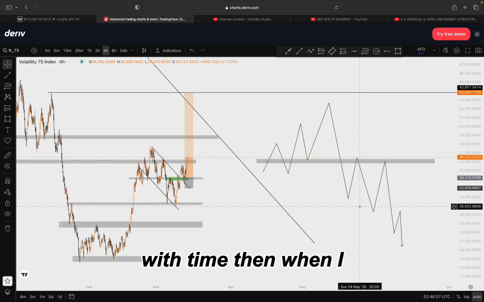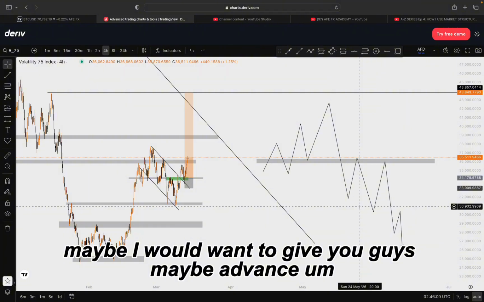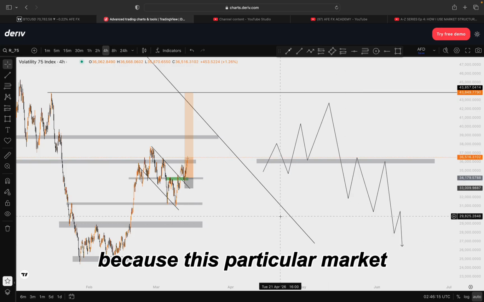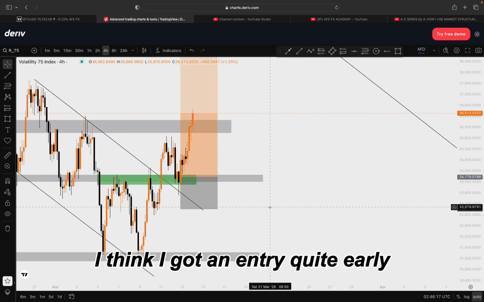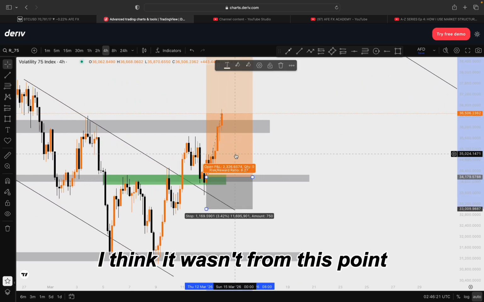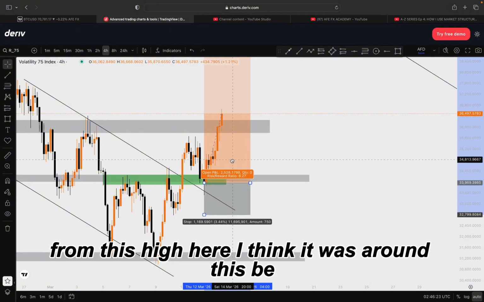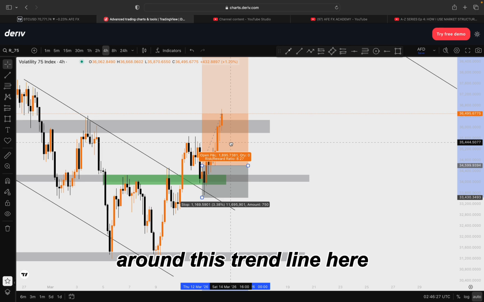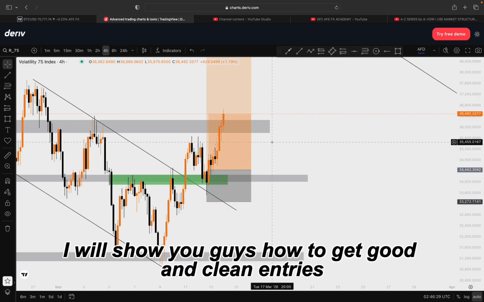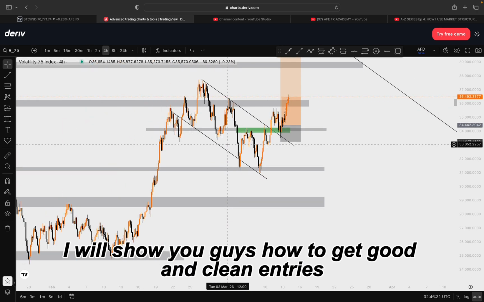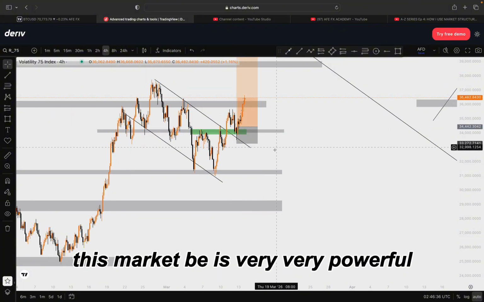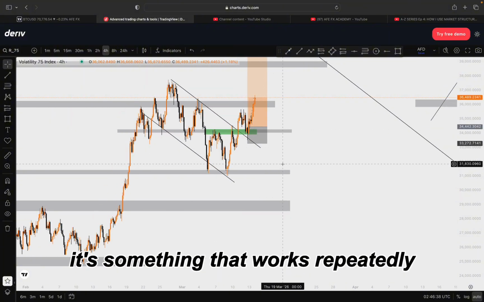With time, I would want to give you guys maybe advanced structures and an advanced way I get entries, because in this particular market, I think I got an entry quite early. I think it wasn't from this high here, it was around this trend line. So I will show you guys how to get good and clean entries, but for now just stick to the structure. This market is very, very powerful. It's something that works repeatedly.